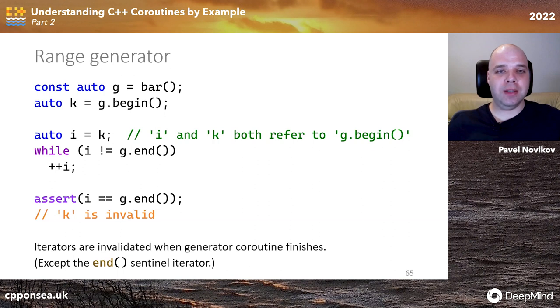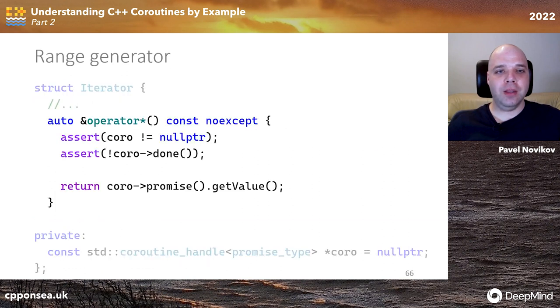This means that the iterators that you can get from begin are invalidated when the coroutine is finished, the coroutine is done. And if you happen to have an iterator that referred to that coroutine, it basically becomes invalid to refer to that coroutine through that iterator. Hope it makes sense. So the last piece here is the reference operator.